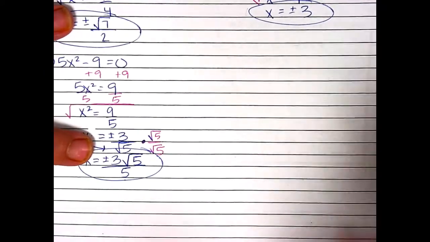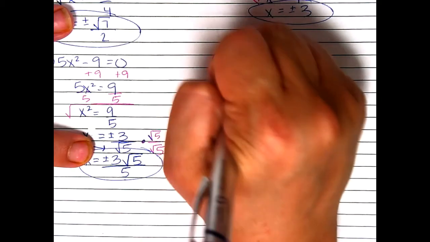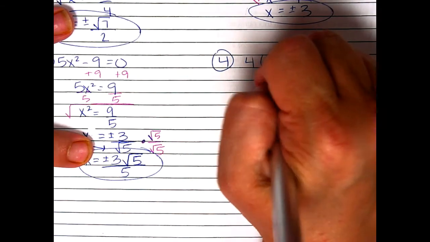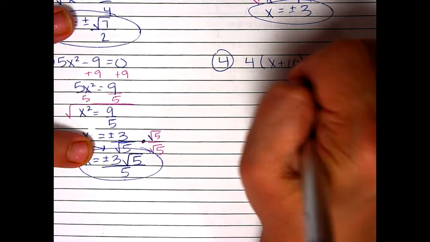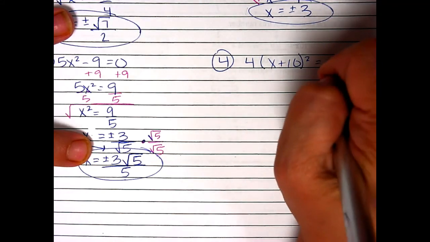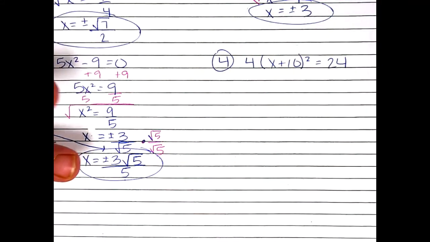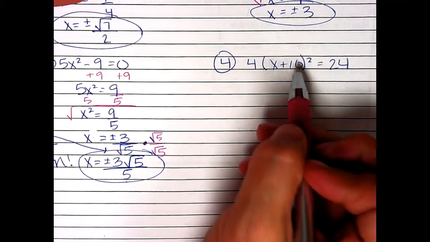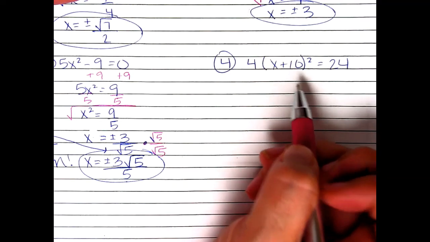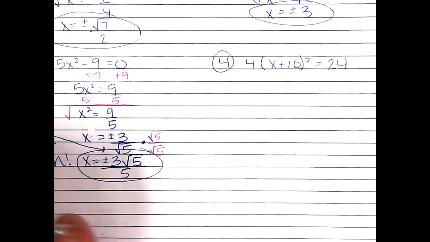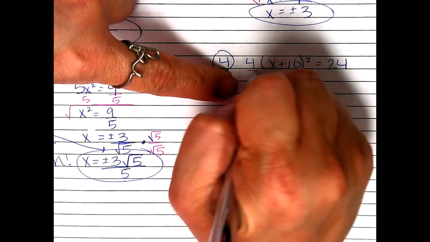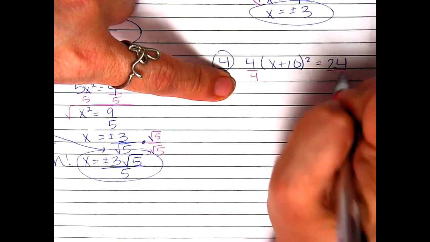Number 4 is 4 times (x plus 10) squared equals 24. Now, I know a lot of you say, oh, let's distribute that 4 first. Or let's do the square. Okay, that's just going to make things more complicated, and we are trying to make this as simple as possible to get that x by itself. So the first thing we're going to do is get rid of that 4 by dividing both sides by it.